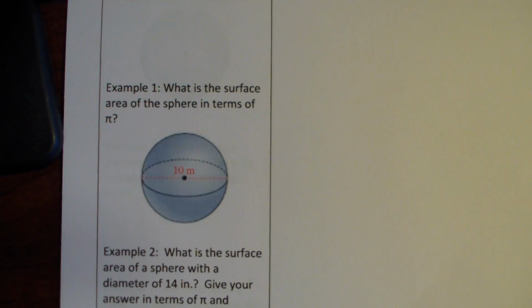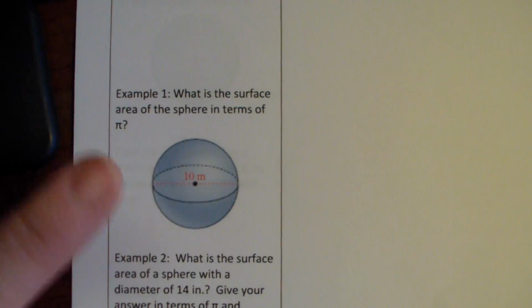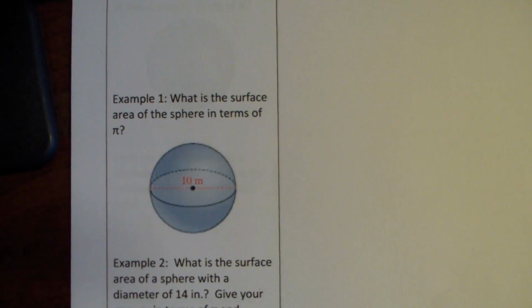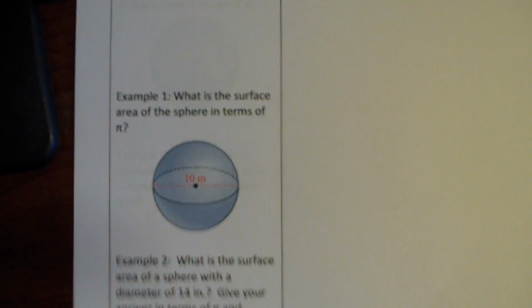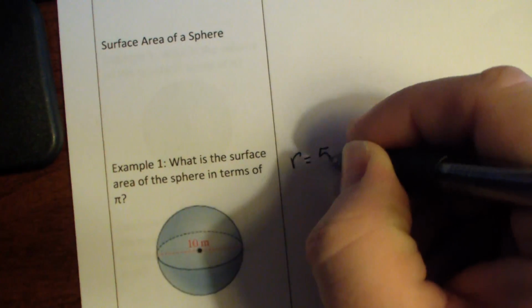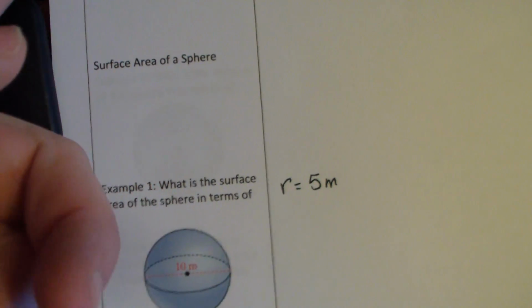Example 1. What is the surface area of the sphere in terms of pi? Alright, so if you look at your picture, we've got a diameter in our sphere of 10 meters, which means our radius is going to be half of that, or 5. So we just plug that into our formula.